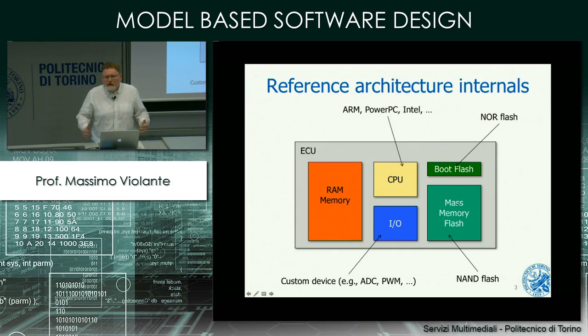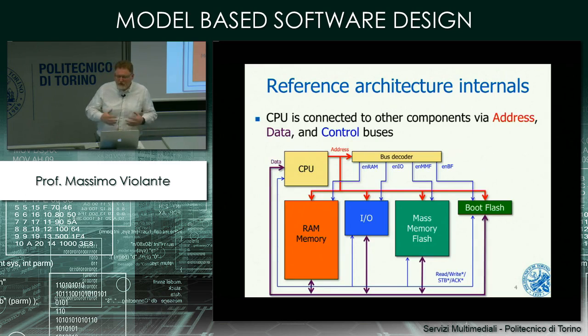Then, in one implementation of this reference architecture, they can be integrated into a single chip. In another implementation, they can be spread among multiple chips. Then, all the things are interconnected. Indeed, the microprocessor is able to talk with RAM, I/O, mass memory, and boot flash through a suitable set of buses.